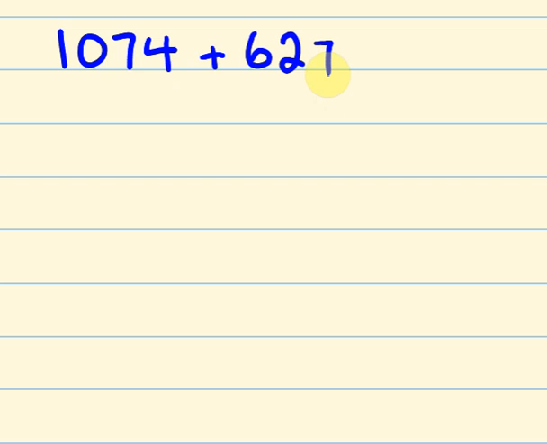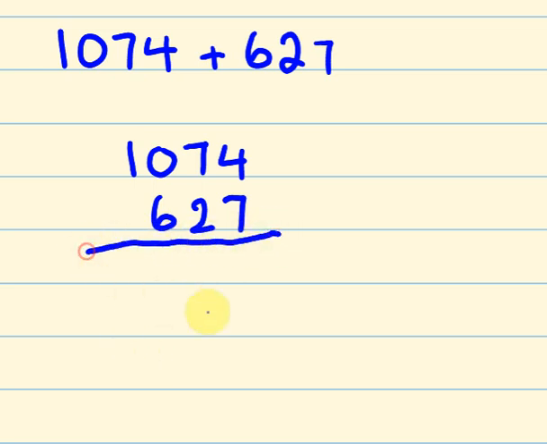Well, the first thing you have to do, when you're doing these the standard way, is write the numbers down so one number is on the line above the other number. So 1,074 and 627. Now what you're going to notice is that units line up with units, the tens line up with the tens, the hundreds line up with the hundreds, and there's the thousands there, okay? So we put the line underneath there, and we're going to start adding these together.